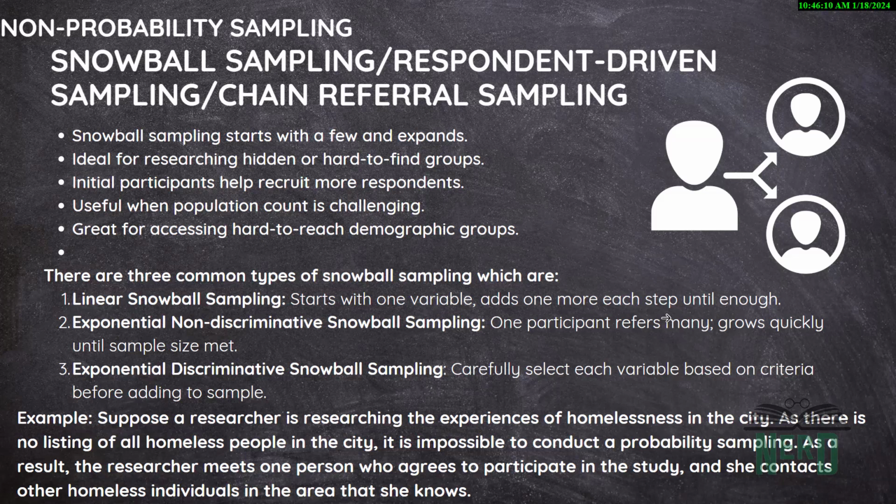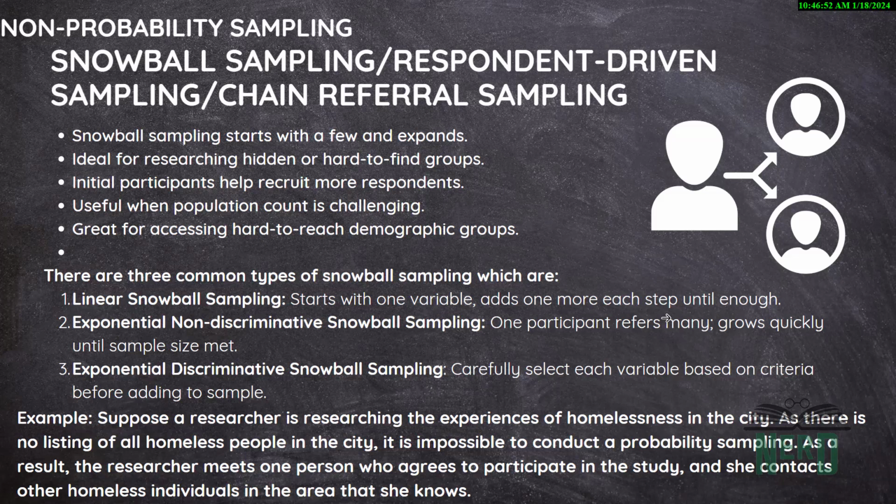Right, and this technique is super handy when you're dealing with a crowd that's tough to pin down or kind of hidden from the usual ways of finding people for surveys or studies. Imagine you're trying to find out more about a group that's not easy to just walk up and ask questions. This is where snowball sampling comes in. It's like starting with a tiny snowball and rolling it downhill to make it bigger. You begin with a few people and they help you connect with more and so on until you have got enough folks for your study, right?